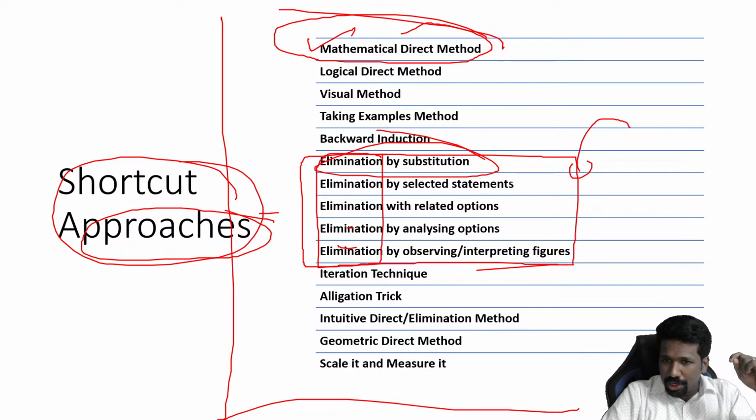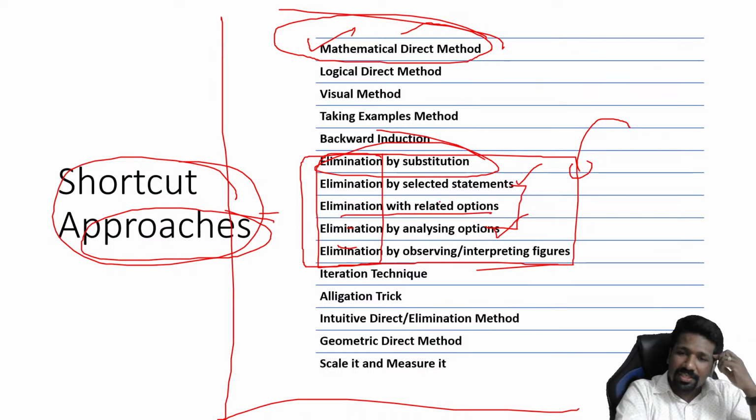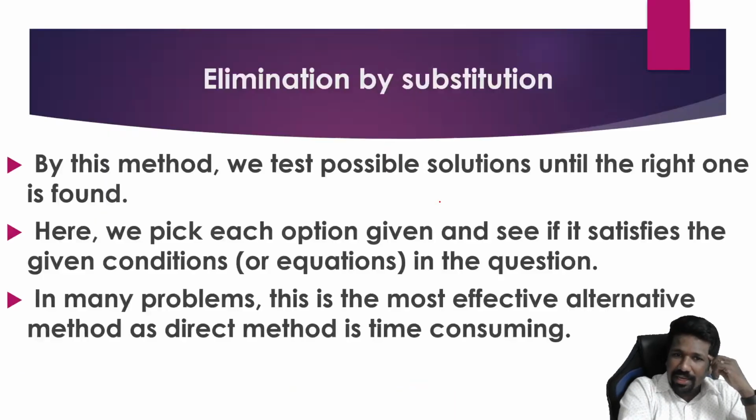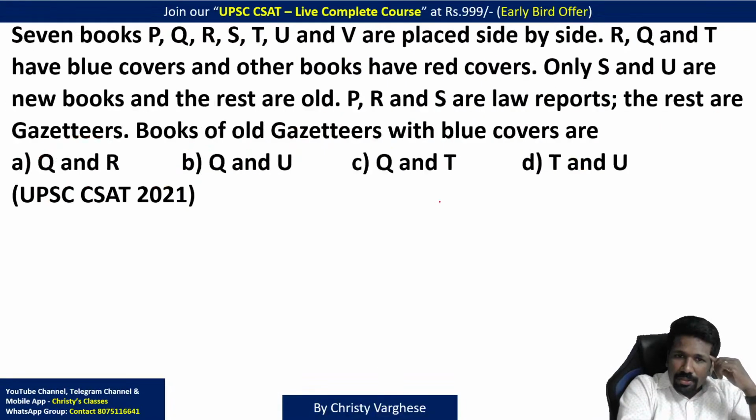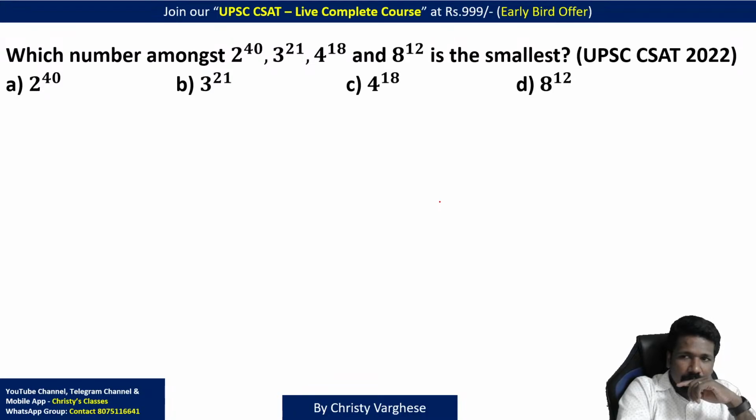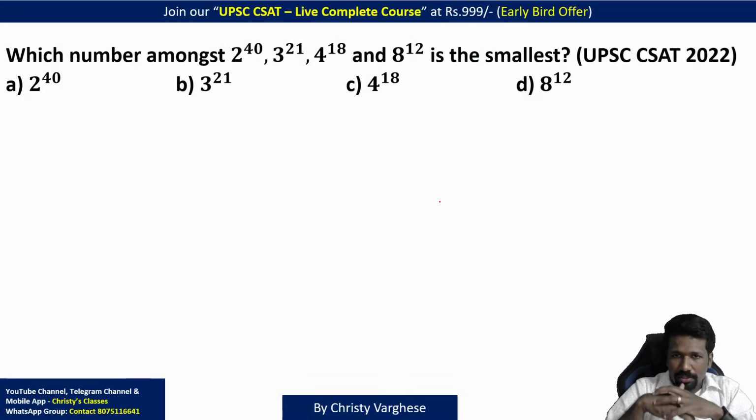I have already shown you selected statement and analyzing options, how to do it. In the previous 2 questions, we have used both these ideas together. Now, how to use options, how to relate options among themselves to get the answer, that I will tell you. With an example, I will show you this. This was a 2022 CSAT problem based on number system, Surds and Exponents topic.